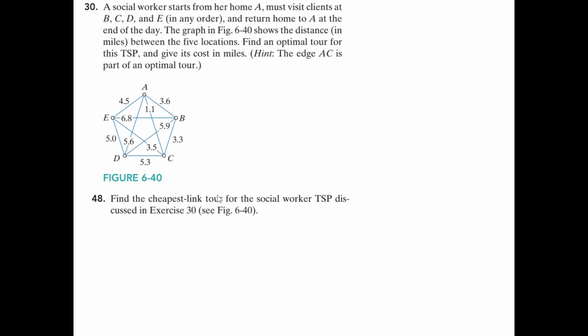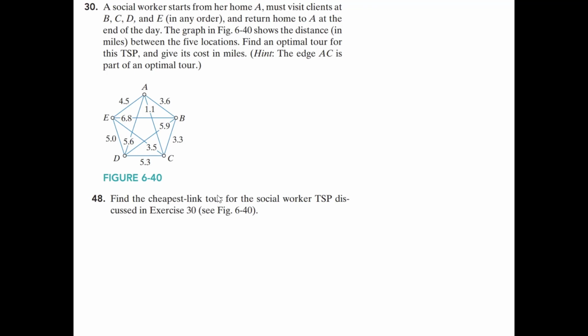Okay, so a social worker starts from her home A and visits clients at B, C, D, and E in any order, and returns home to A at the end of the day. The graph in figure 640 shows the distance in miles between the 5 locations. Find an optimal tour for this TSP and give its cost in miles. Hint: the edge AC is part of an optimal tour.